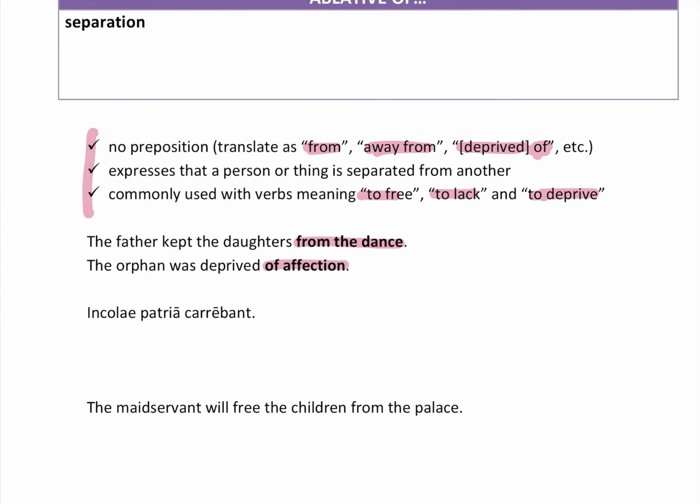Fathers kept the daughter from the dance. I've already highlighted both ablative phrases for you so you can see different ways. From the dance. So what is being separated here in this first one? The daughters are being separated from the dance. The orphan was deprived of. So here we have the verb deprived of, deprived. We have to add an "of" to make sense. What was separated? The orphan was separated from affection.